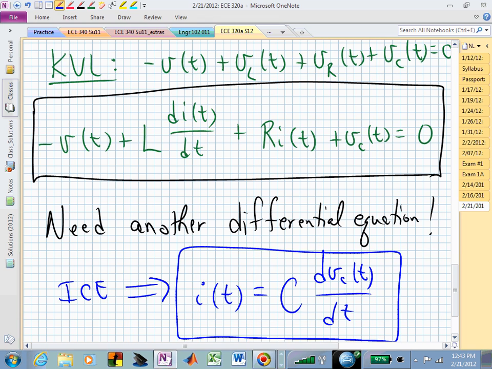Has anybody heard Bode plots before? Do you know how to create them, build them? What is a Bode plot? Yeah, PSPICE. By hand. Now you need to get your napkin out and sketch a Bode plot.